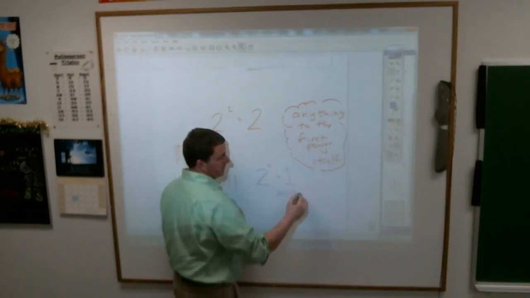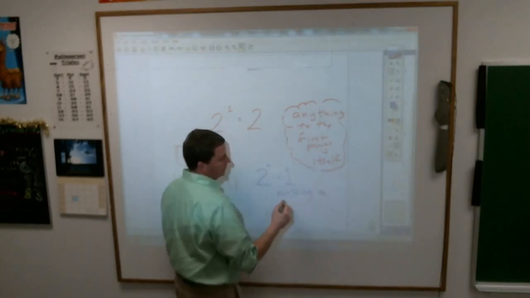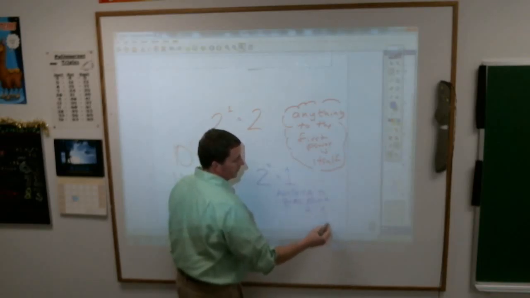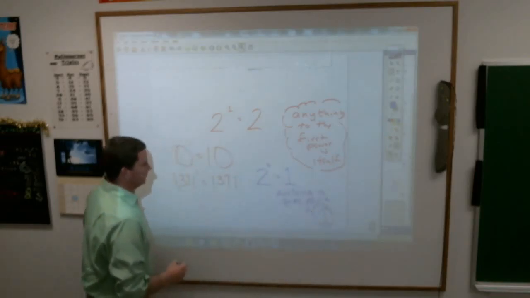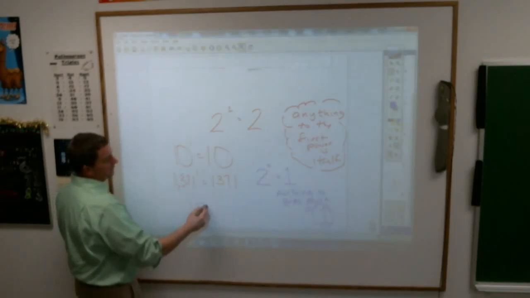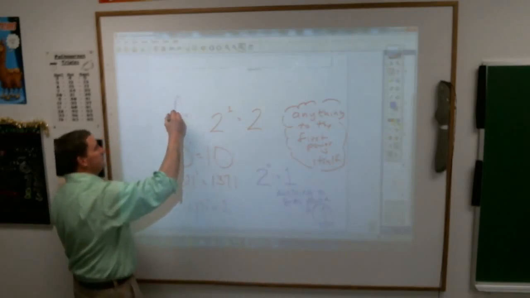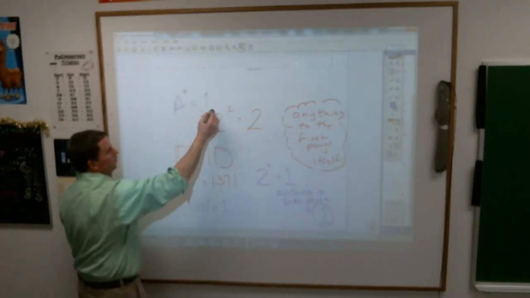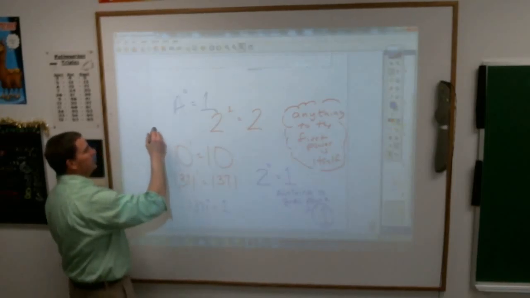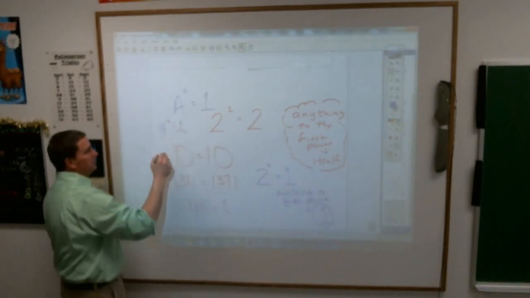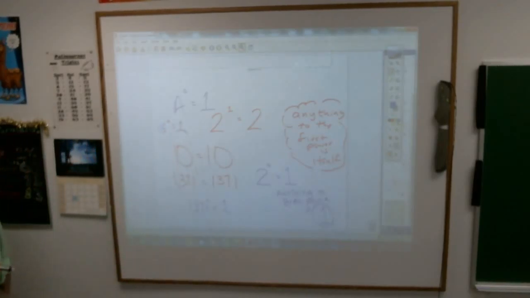And that's a good thing to write right now. Anything to the 0 power is a big fat 1. So if I had 1,371 to the 0 power, it is 1. If I had the letter A to the 0 power, it is 1. If I had 15 to the 0 power, it is 1. All of those things are 1.